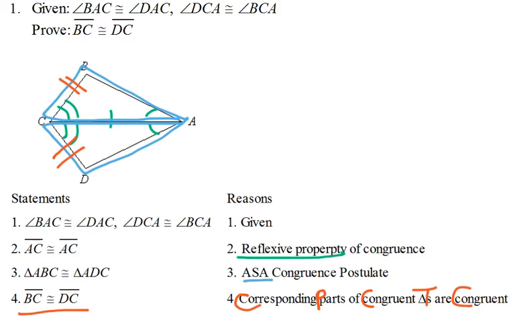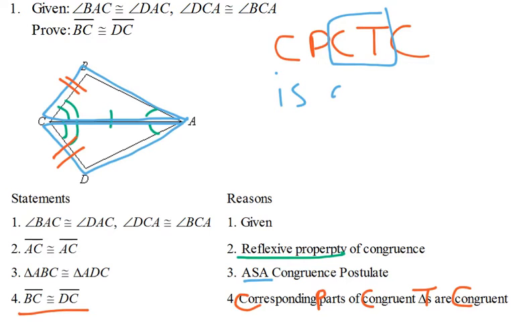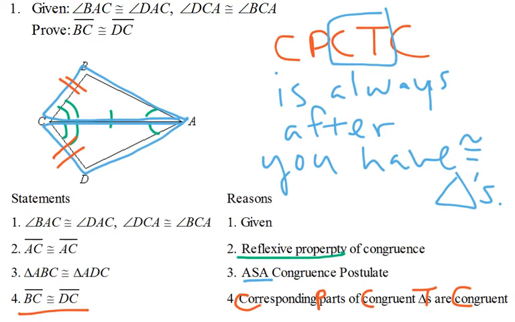We'll practice some of this tomorrow. Key thing to remember on this is that CPCTC, corresponding parts of congruent triangles are congruent, is always after you have congruent triangles. So never use CPCTC to say that two triangles are congruent. Again, you have to know that you have congruent triangles before you use that.